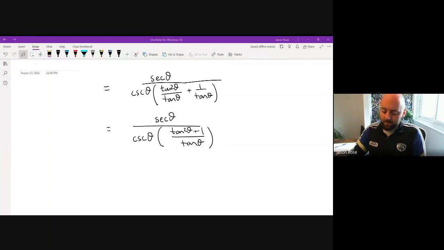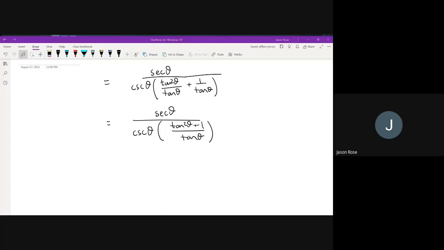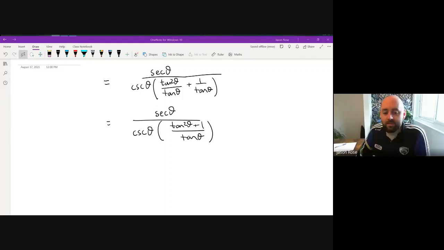So this is where we left it. Secant theta divided by cosecant theta multiplied by tan squared plus 1 over tan.